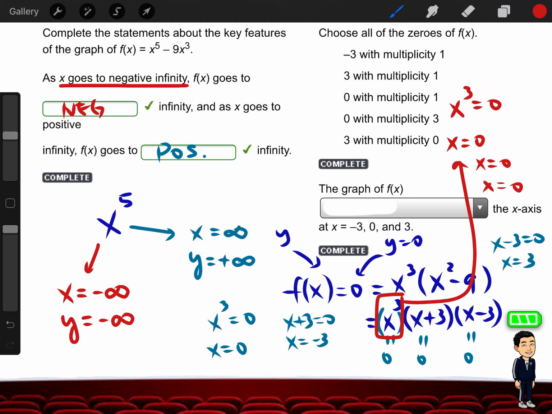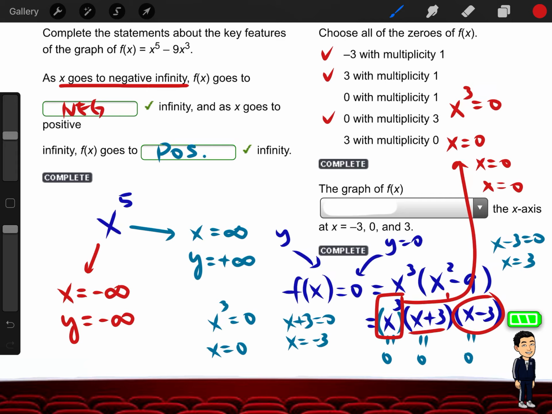So here the ones you have to check: this one is for negative 3. It happened once, so you're going to put negative 3 with multiplicity of 1. Then this one is when x equals 3, and it happens once, so the multiplicity is 1. And 0 has multiplicity 3, because it happened 3 times.